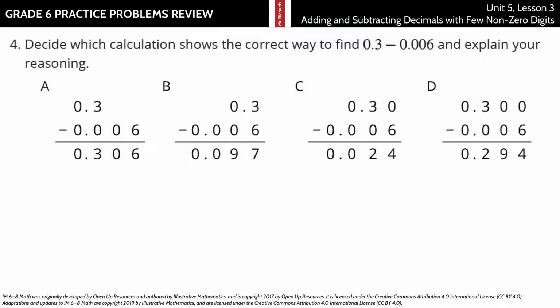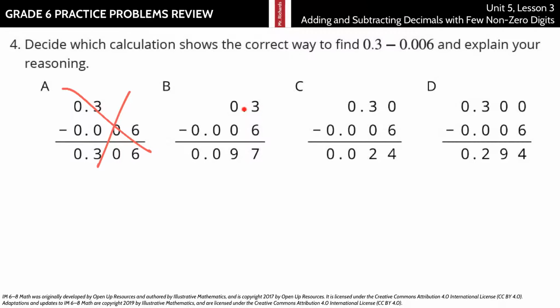Question 4. Decide which calculation shows the correct way to find 3 tenths minus 6 tenths, hundredths, thousandths, and explain your reasoning. Let's examine these. Good learning opportunity here. In A, we have our decimal points lined up correctly, but we didn't put in the 0 in the hundredths and the thousandths, and we just ended up bringing the 0 and the 6 down, and that's not correct because there's nothing to take away from up here. You need to take something away, so unfortunately A is not correct.